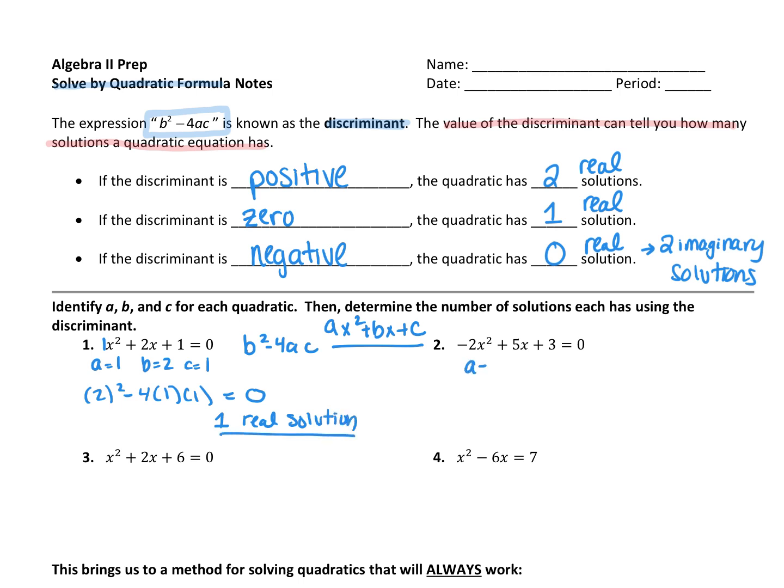So the same thing for number 2. A equals 2, b equals 5, c equals 3. So I'm doing b squared minus 4 times a times c. So I'm going to type this whole thing in the calculator, and I'm going to get 49. Since it's a positive number, that means I'm going to have two real solutions.